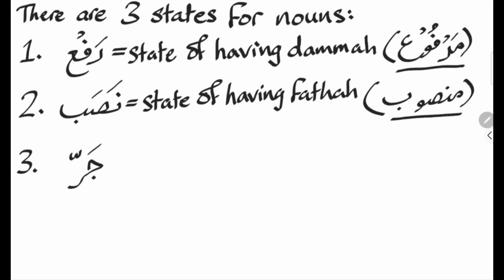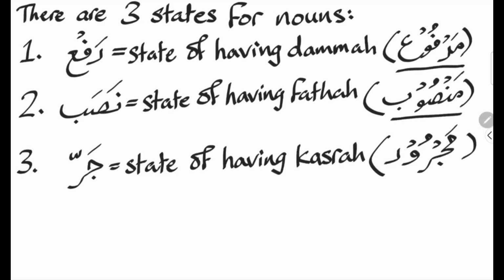Last we go on to the third one, which is jar. Jar is the state of having kasra, and any noun that has a kasra is going to be known as majroor. So these are the 3 states for nouns.